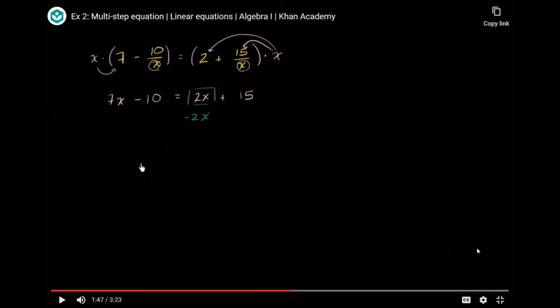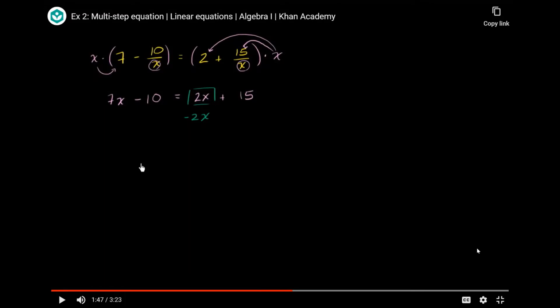Either way you want to. You do not have to do what he is doing, but if you feel comfortable doing it that way, you can. But you could also take away 7x, get it by itself. Subtract 7x here, subtract 7x here. You could add 10 here, add 10 here. Of course, subtract 2x, or subtract 15, subtract 15. Either way, you guys, you're still going to get the exact same answer, okay?